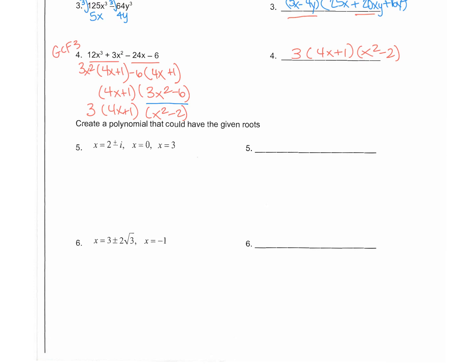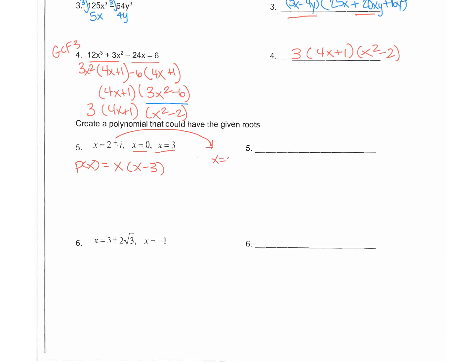This is when we're given the roots, these roots that we've learned how to find, and we have to build the polynomial. We have to create a polynomial that could have these roots. So first of all, on number 5, looking at this one, I know that when x equals 0 is a root, that means x is a factor. If x equals 3 is a root, then x minus 3 is a factor. And I don't really know what factor gives me the complex number 2 plus or minus i. So I'm going to go over here and do some reverse complete the square.